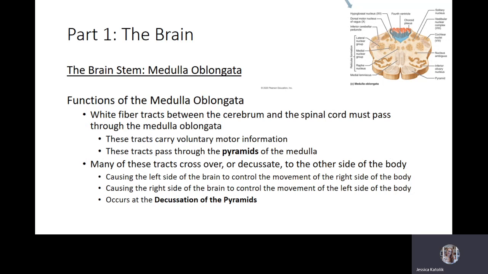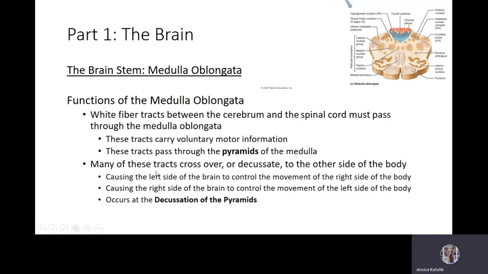So what are some of the functions? The medulla oblongata is going to act as a major relay station between the cerebrum and the spinal cord. And many fibers and axons are going to have to pass through this area. One important set of axons is going to be the axons that carry voluntary motor information. And these are going to go through the pyramidal tracts or the pyramids. And so they will be located over here. Take note of this area because we're going to be talking about it later when we talk about descending pathways that control motion in our body.